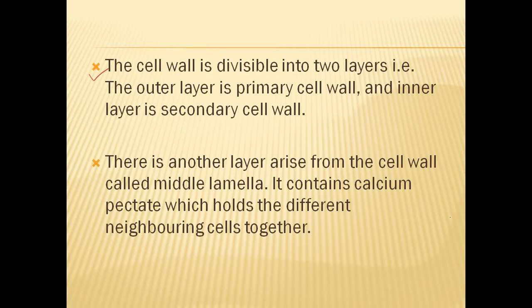The cell wall is divisible into two layers. Mainly the cell wall is divisible into two layers. The outer layer is the primary cell wall and the inner wall is the secondary cell wall. After the secondary cell wall, the plasma membrane is present. There is another layer arising from the cell wall that is called the middle lamella. So three layers total, except the plasma membrane, next the secondary cell wall, and next the primary cell wall.